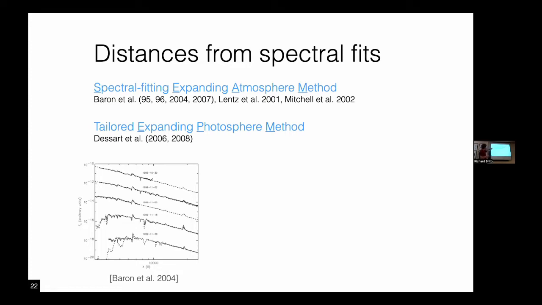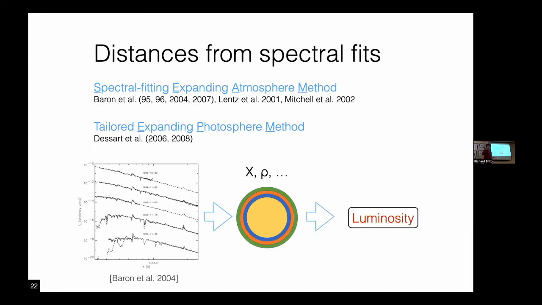And this has been done, starting in the 1990s and then in the 2000s, and was called the spectral fitting expanding atmosphere method or tailored expanding photosphere method. This is roughly the same thing. You set up a configuration like your hydrogen envelope with a certain composition, with a certain density profile, and optimize these parameters to match the spectrum as well as possible. And then from that model, you derive a luminosity.